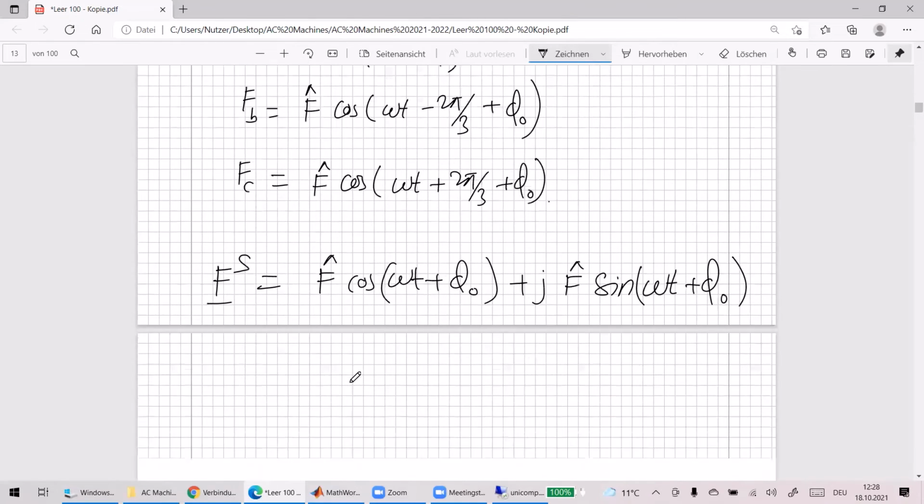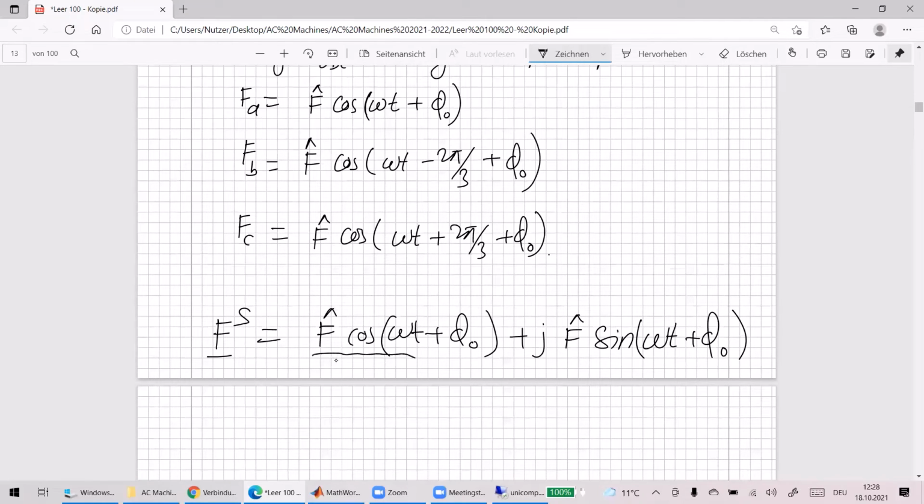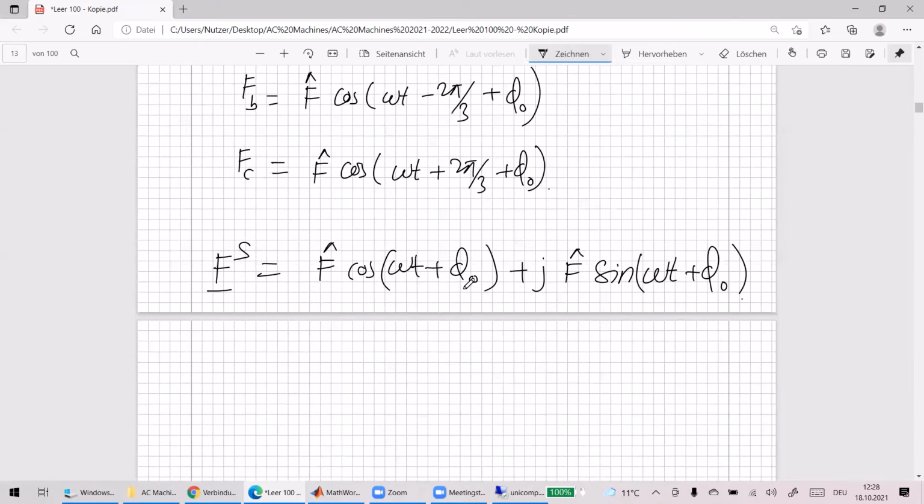The interesting thing is, this already looks similar to FA, right? The real part is already equal to the FA, so it is just about this F beta you have to solve, and you will see it will be like that. The real axis or the alpha component is like the cosine function, and the imaginary axis is like the sine function. So we can take the common factor, and then it becomes cos omega t plus phi naught plus j sine omega t plus phi naught.